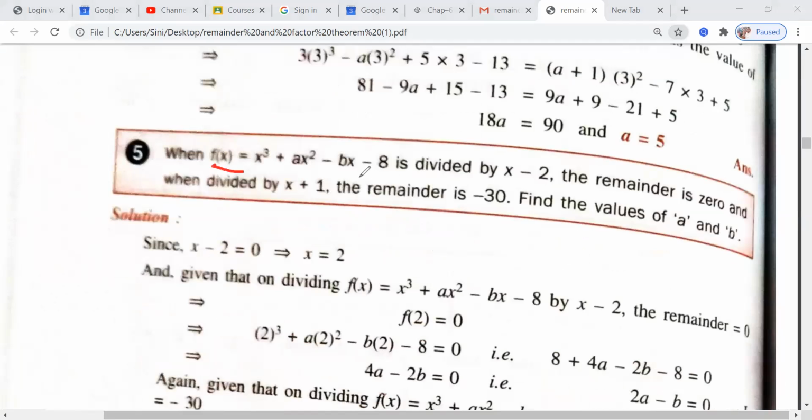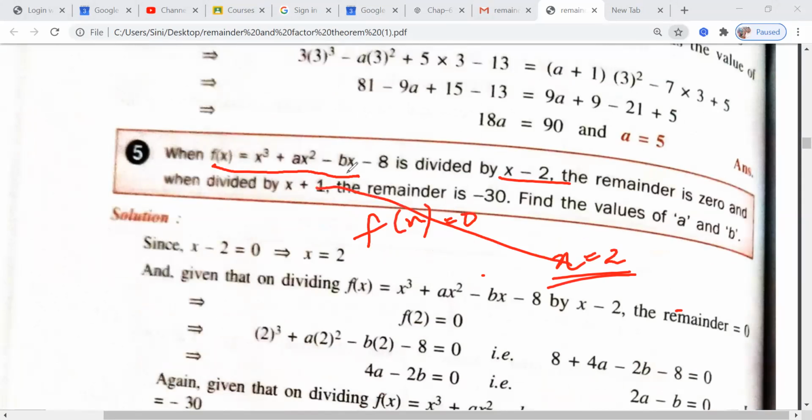f of x is x cube plus something, which is divided by x minus 2. So first thing, x is equal to 2. The remainder is 0, which means f of x remainder is 0. Now if you put 2 here, you will get something with a and b, because in x cube you are putting 2 cube, correct? So you will get the first equation in terms of a and b.